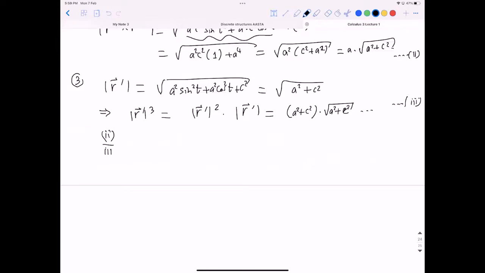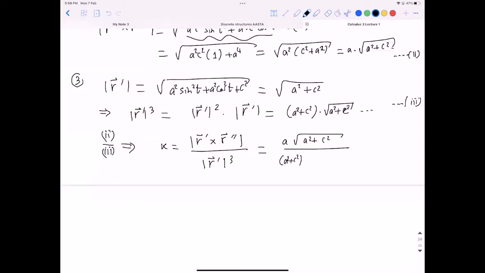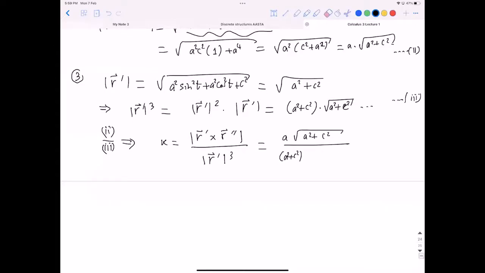2 divided by 3 will give you kappa, where the formula is the magnitude of R prime cross R double prime divided by the magnitude of R prime cube, which is from 2 to 3. So we have A square root of A square plus C square divided by A square plus C square times the square root. We can cancel the square root with each other? Sure, because this is multiplication. If this is multiplication, yes, you can cancel. Otherwise, you cannot. So the final result is A over A squared plus C squared.